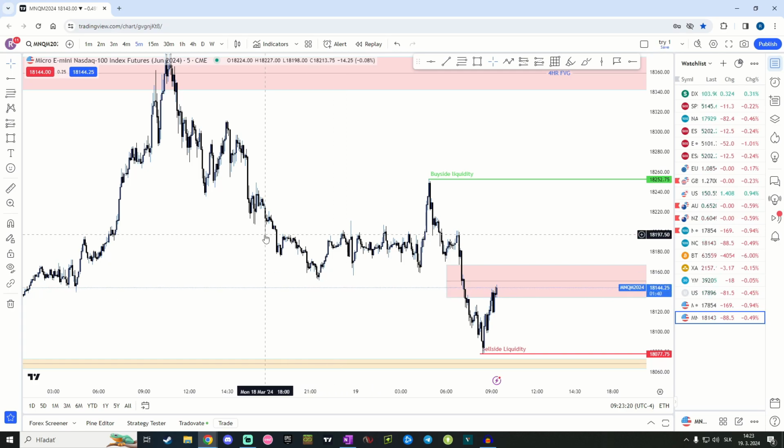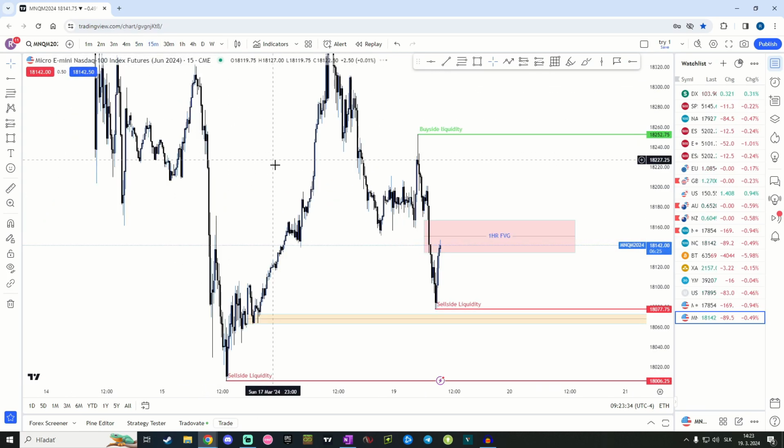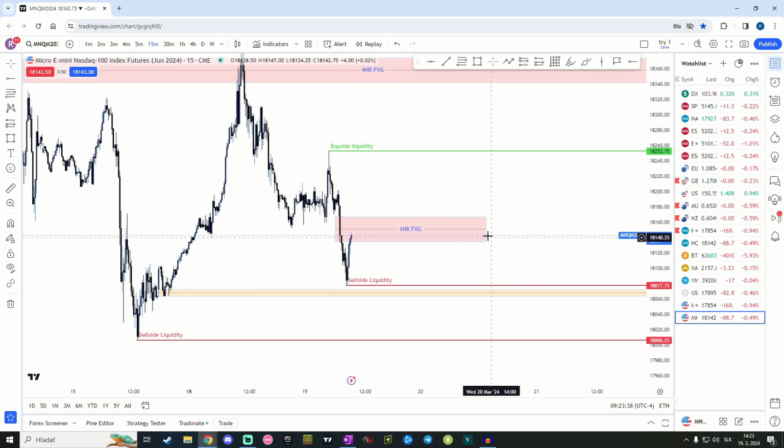Speaking of new day opening gaps, do we have anything? There is a small one right here, new day opening gap, but it's not that big. So I think it's not that important for me as well. So I'm not going to mention it. On the 5-minute and 15-minute, I'm not seeing anything that pops up.